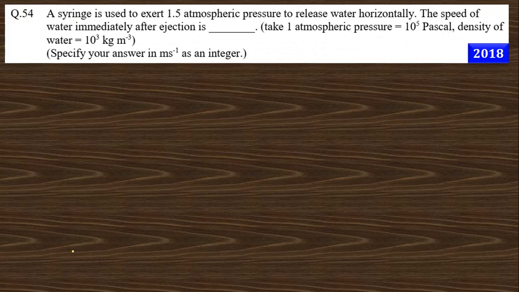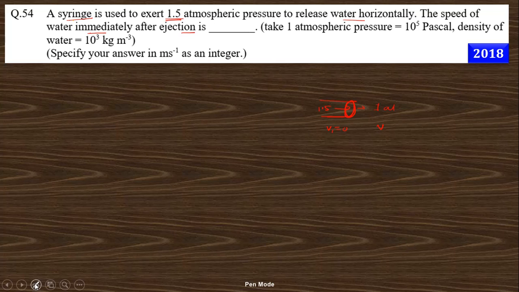A syringe is used to exert 1.5 atmospheric pressure to release water horizontally. Find the speed of the water immediately after the ejection. This is a syringe, like this. Inside, the pressure will be 1.5 atmosphere, and outside is the atmospheric pressure, that is 1 atmosphere. Within the syringe, the velocity will be 0, and after ejection the velocity will be v.